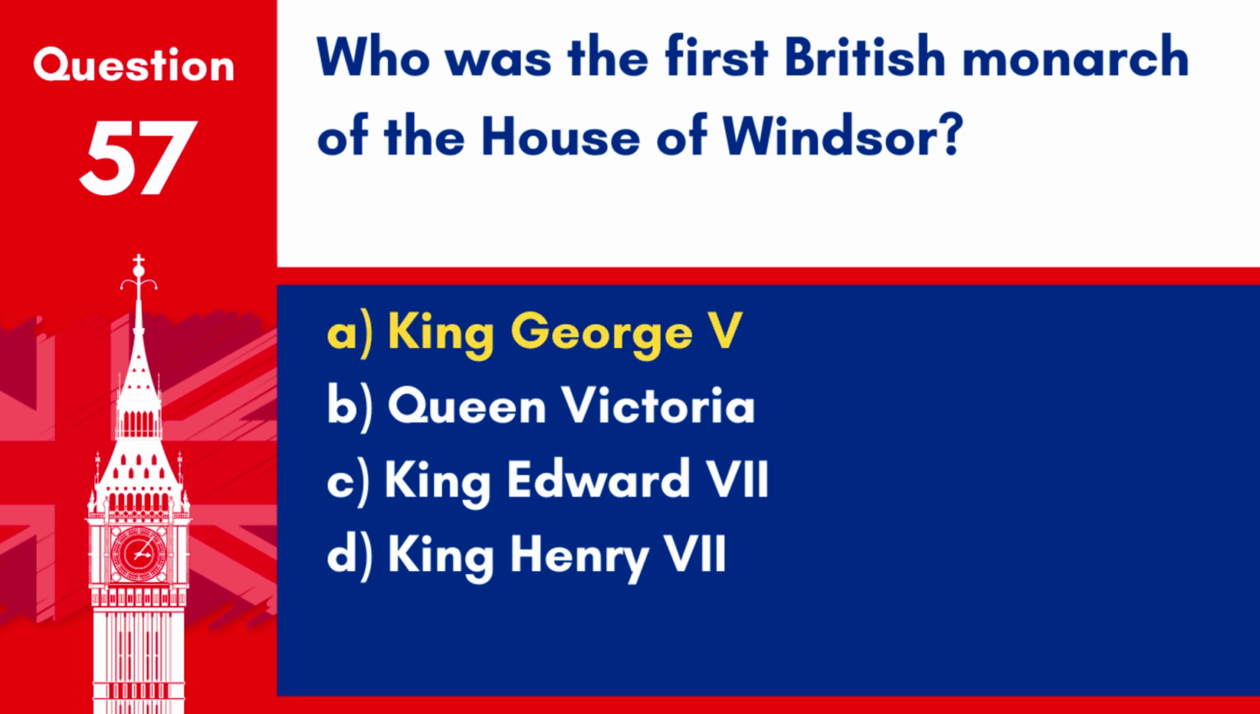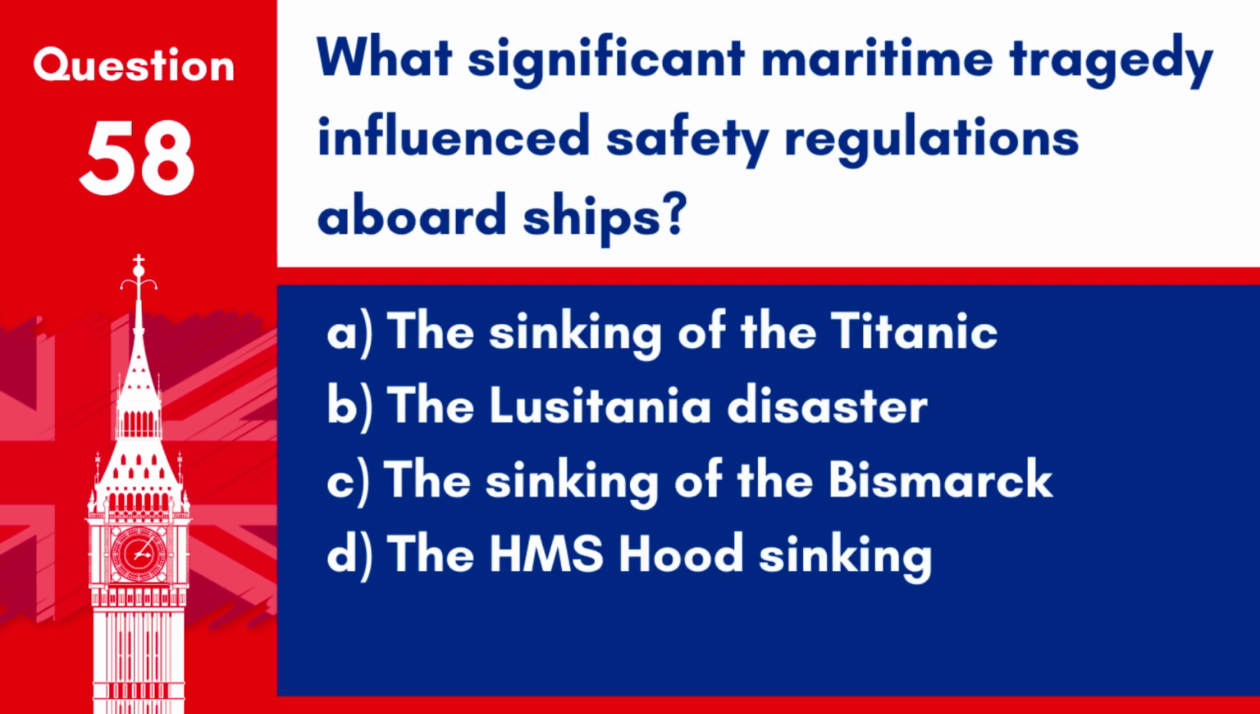Answer: A. King George V. King George V was the first British monarch of the House of Windsor after the royal family changed its name from the House of Saxe-Coburg and Gotha in 1917. Question 58. What significant maritime tragedy influenced safety regulations aboard ships? A. The sinking of the Titanic. B. The Lusitania disaster. C. The sinking of the Bismarck. D. The HMS Hood sinking.